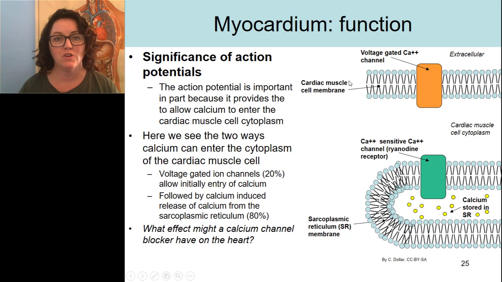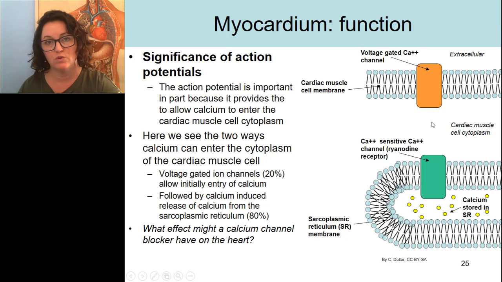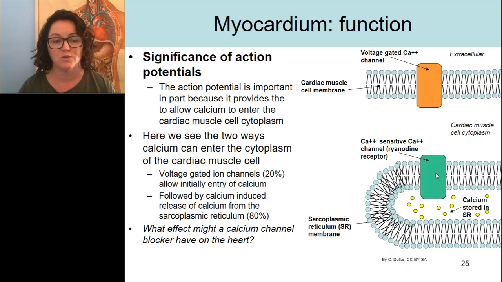So the action potential is that traveling change in voltage that travels along the cell membrane. And when the action potential hits this voltage-gated calcium channel, it will open and calcium will rush into the cardiac muscle cell. That calcium will then bind to this channel, opening it, allowing the calcium to diffuse out of the SR and into the cytoplasm. So that was the calcium-induced calcium release that I had mentioned previously.